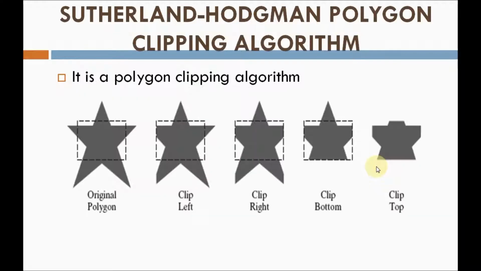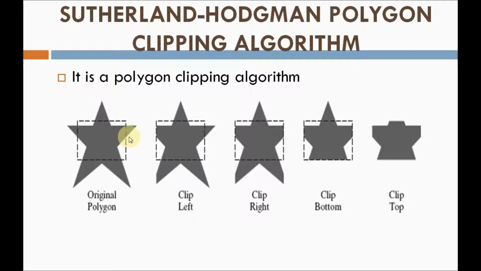Now, what is Sutherland-Hodgman polygon clipping algorithm? As the name suggests, it is a polygon clipping algorithm. This algorithm can be used to clip a polygon. One thing you have to remember here: this is the clipping window and this is my polygon, that is a star. You can see here, I can clip this polygon.